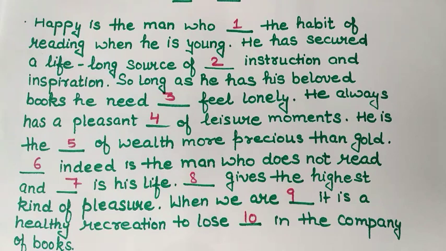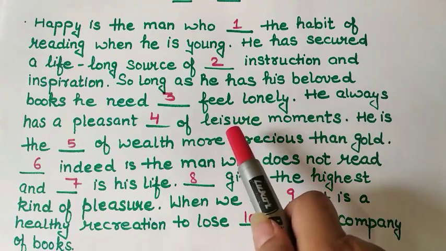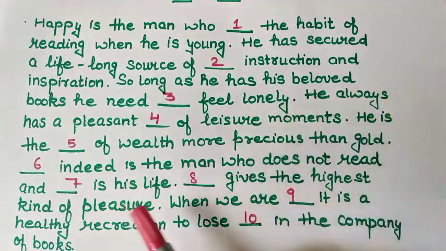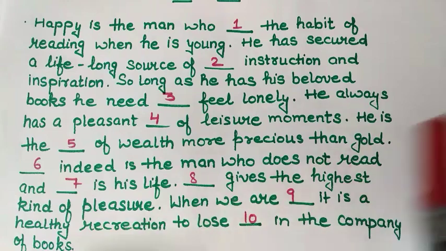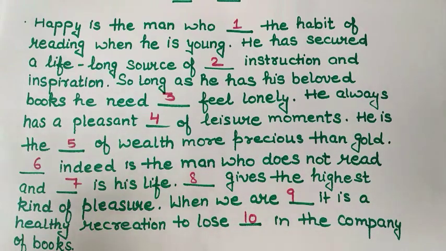So I think from this reading, I get to know about the paragraph. That paragraph is something related to the habit of reading. And the sense of the paragraph is very positive because I can see that there is discussion of some leisure moments and wealth and pleasure. So it is very much sufficient to understand the sense of the paragraph. Now let us see the options and how we can relate these options to the blanks.